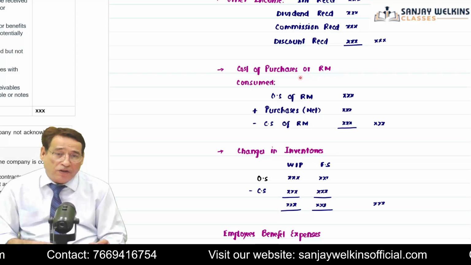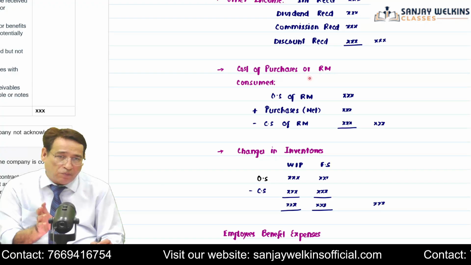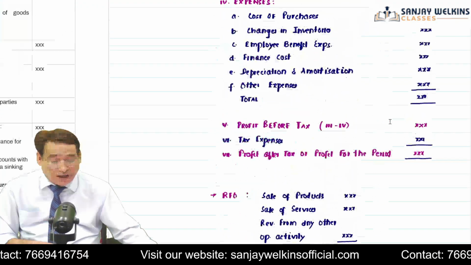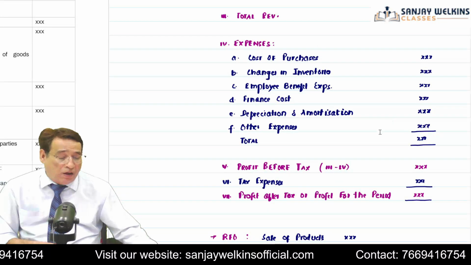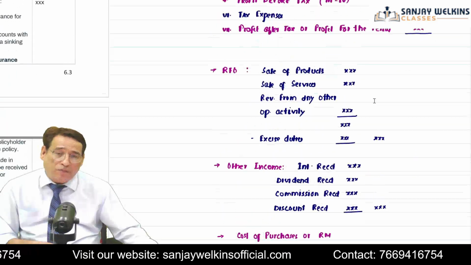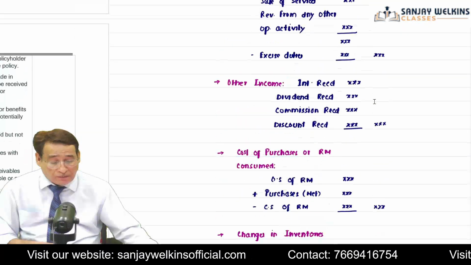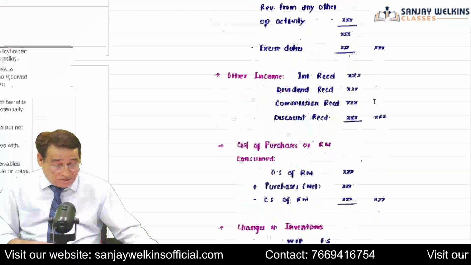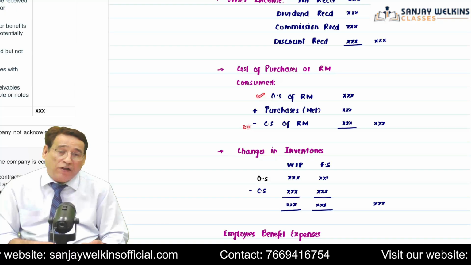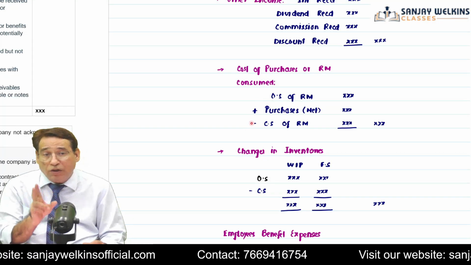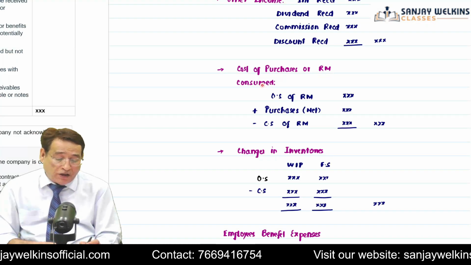Now, cost of purchases. The first item was cost of purchases. I have written here cost of purchases or raw material consumed. When you write your first heading over here, you can write cost of purchases or raw material consumed. Now I will tell you when you should use the words cost of purchases and when you should use cost of raw material consumed. See here. If in the question opening and closing stock of raw material are given, then in that case it is better to write raw material consumed.